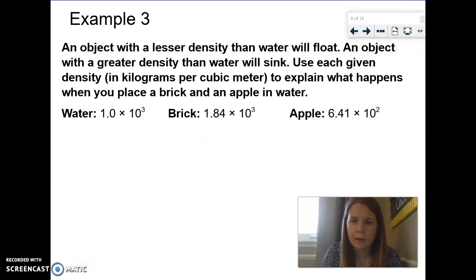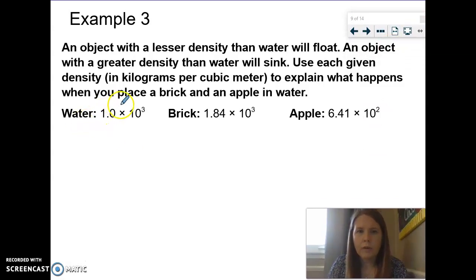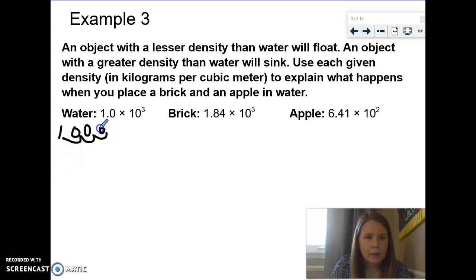So right now, all these things are written in scientific notation. And what I would do is change these all to standard form. That way it's a lot easier to read, because at this point I can't just look at the factor and decide that one is bigger than the other. So I'm going to start with my first one, my water. It has a power of positive 3, so I'm going to move it 3 to the right. So 1, 2, 3. If I add in my extra zeros, I get a density of 1,000 kilograms per cubic meter.